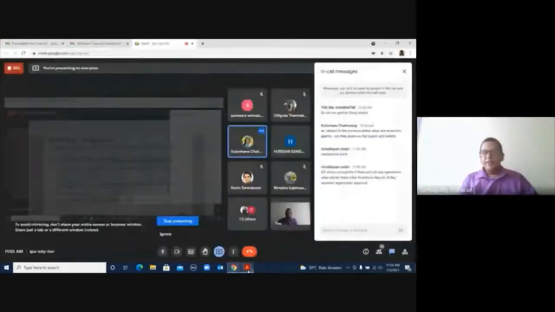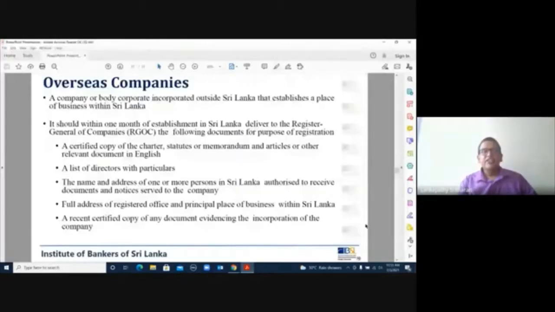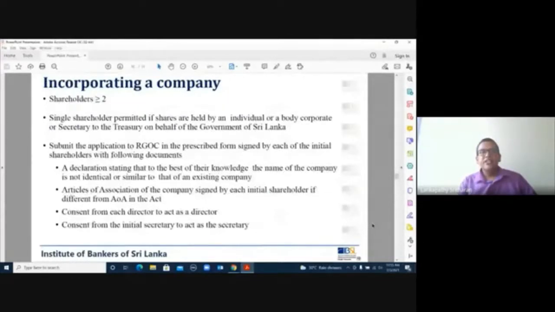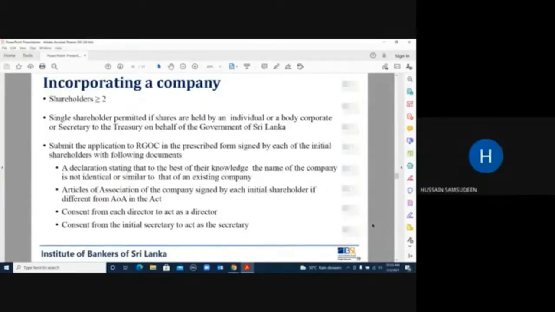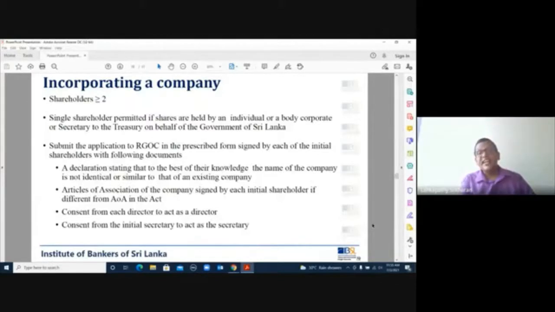Okay, then we will move to some general conditions for incorporating a company. The first one is that the shareholders should be two or more. The minimum is two shareholders, and a single shareholder is permitted if shares are held by an individual or a body corporate, or by the secretary to the treasury on behalf of the government of Sri Lanka.